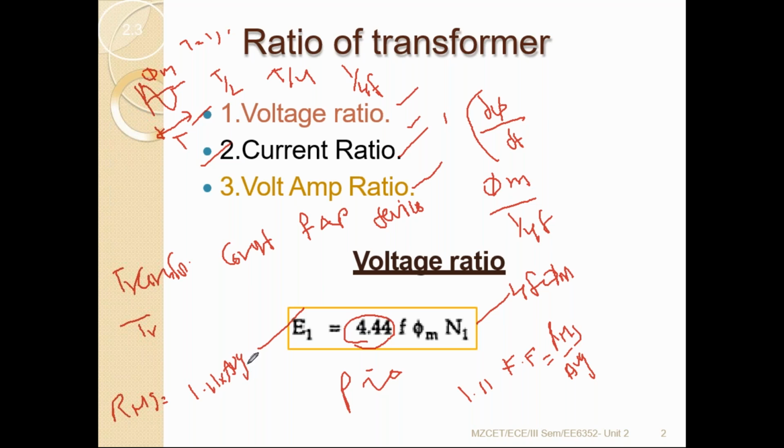Right? So here, what is the average value? 4f phi m. So 1.11 into 4f phi m. Finally you will get 4.44 f phi m. If you're talking about the primary, into N1. If it is talking about the secondary, into N2. So that is how we got that 4.44 value. Now it is clear.